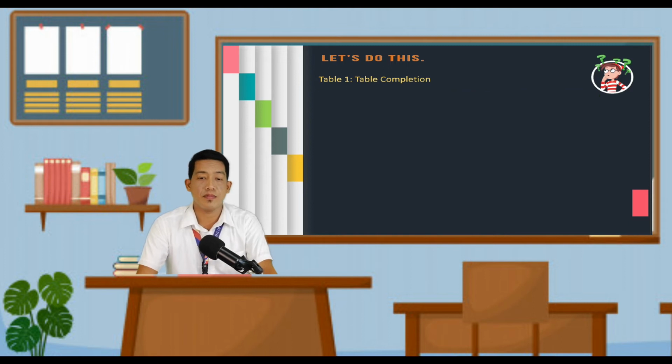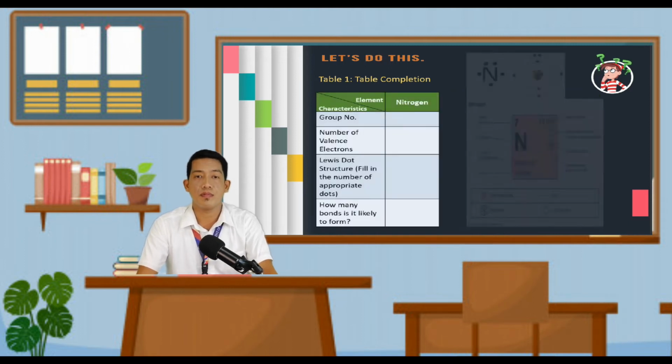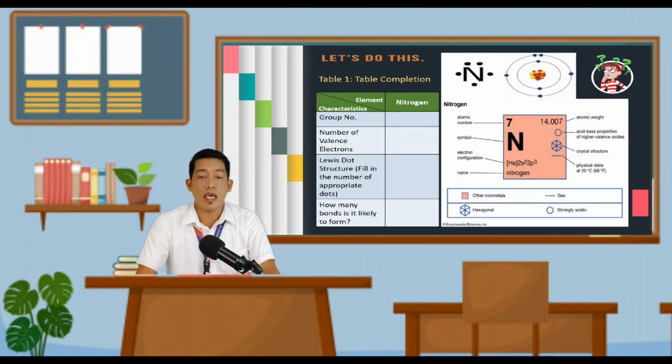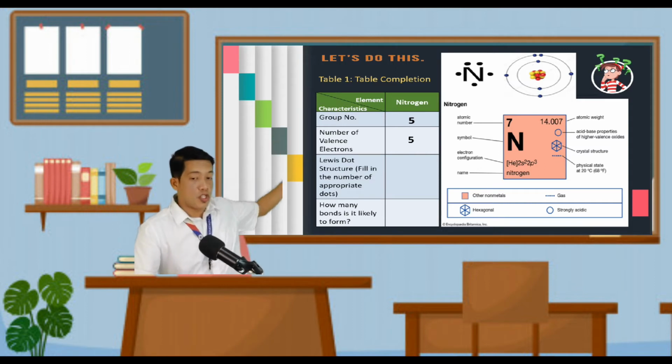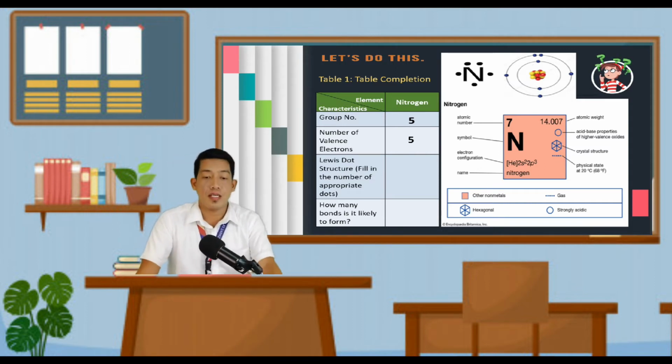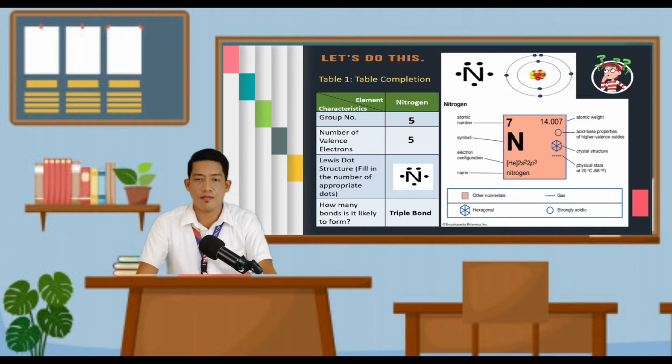Nitrogen. Okay, group number for nitrogen, we have 5. Number of valence electrons, 5. Lewis dot structure, as you can see on the presentation, having 5 dots. And then how many bonds is it likely to form? Triple bond.